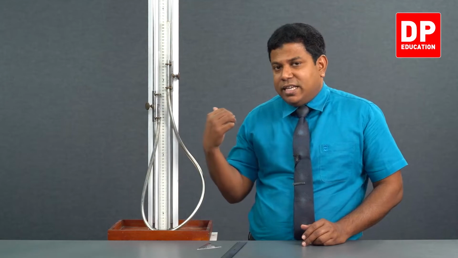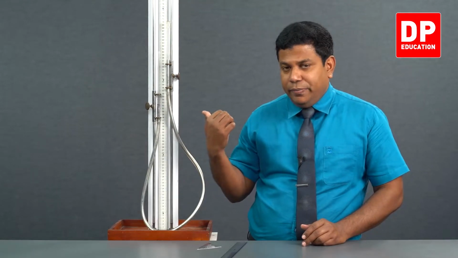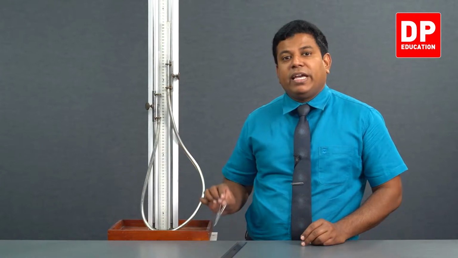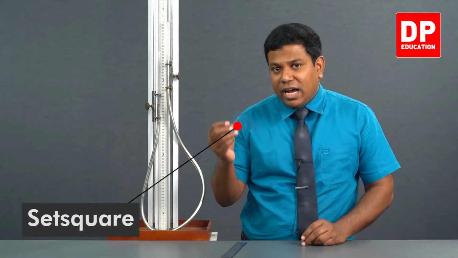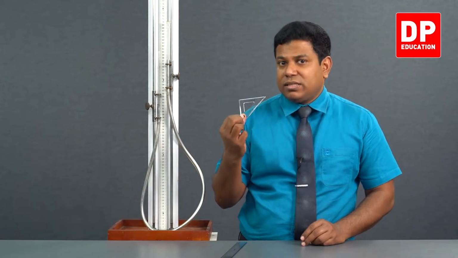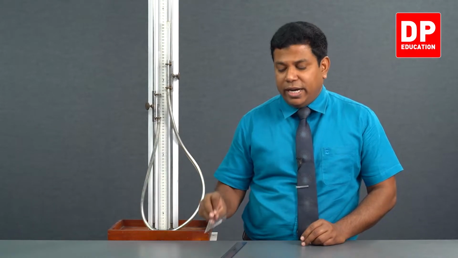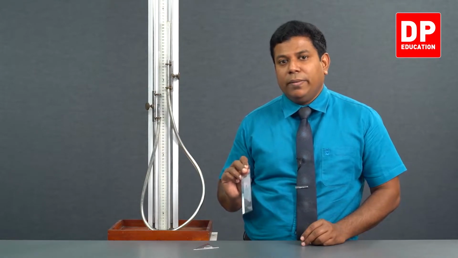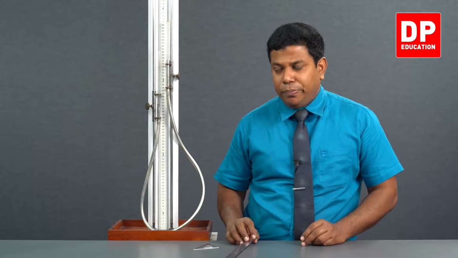You can see this is the primary instrument here. We call it Boyle's apparatus. To do this experiment, this is the primary apparatus. Apart from that, we need a set square or a triangle ruler to get the readings. When I get the readings, I will show you the usefulness of this. If you can't get one, you can even use a ruler. I'll show it. You can use a ruler, but ideally a set square will be good.